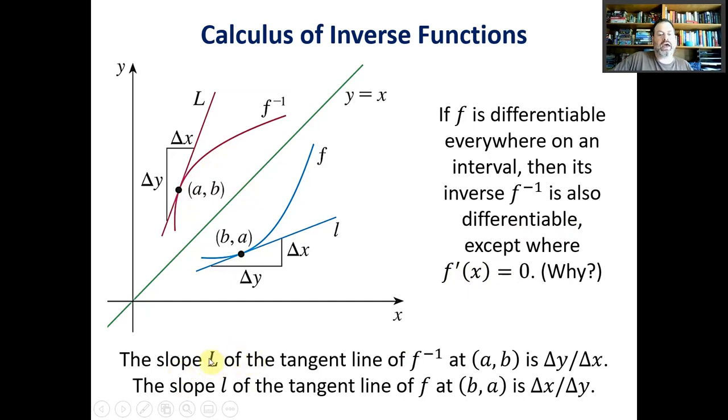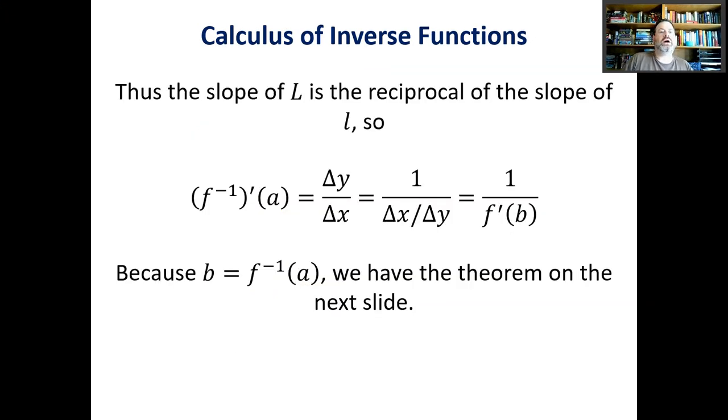So the slope capital L of the tangent line of the inverse at (a, b), so here's our inverse function. Here's the slope, right? The slope of this is delta y over delta x. But for the inverse, all x's and y's switch. Remember, the inverse of f inverse is just f. So the slope L here at (b, a), if (a, b) is on the inverse, then (b, a) is on the function, is delta x over delta y. So the slope of L is the reciprocal of the slope of little l. It's 1 over, because you're just switching all the x's and y's.